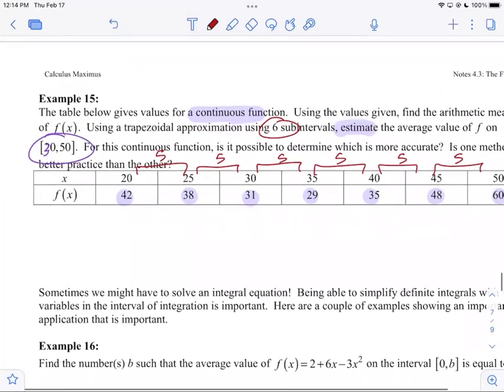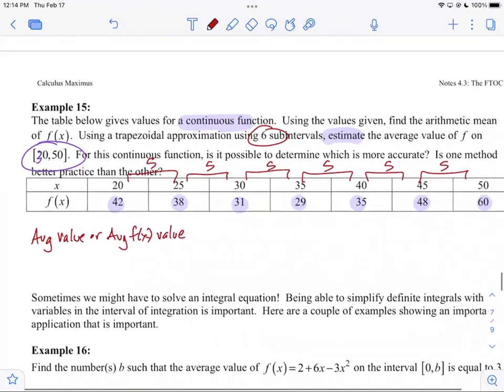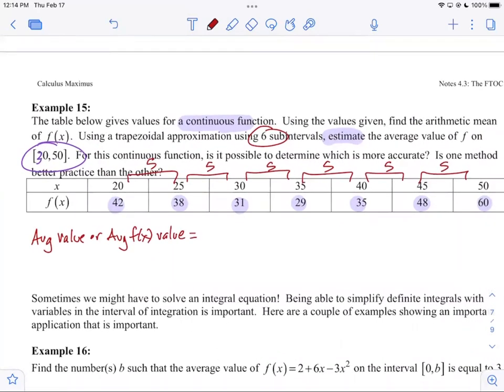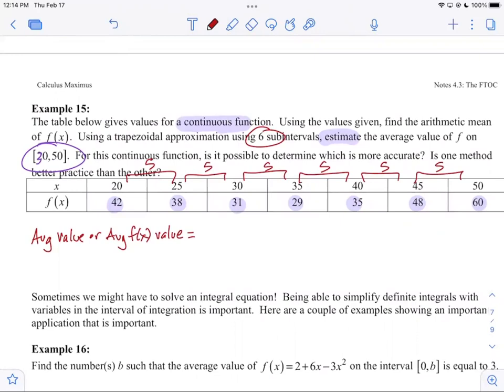So here's what we're going to say. We're going to say the average value, or you could say the average f of x value, or the average of f of x, if you want to use the passive voice. I'm not about the passive voice. All right, so it's going to be the integral divided by the width. But hey, let's set it up first. It's going to be the integral from, let me come back here and change my region, interval back to 20 to 50 of f of x dx, right? That's the integral. And then divided by the width, which is 50 minus 20.